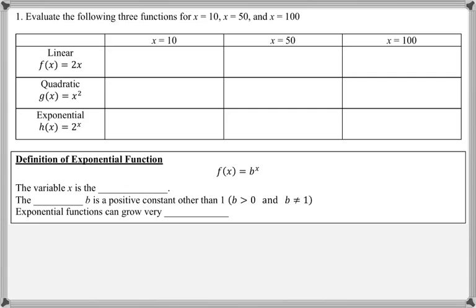So let's look at the linear function. If you plug in 10, 2 times 10 is 20. 2 times 50 is 100. And 2 times 100 is 200.